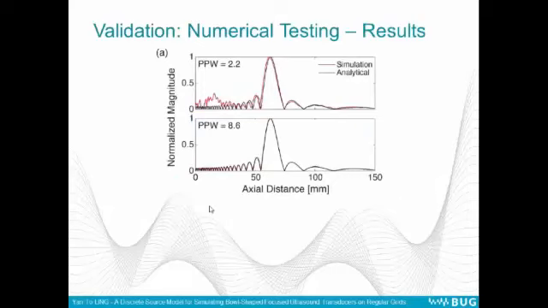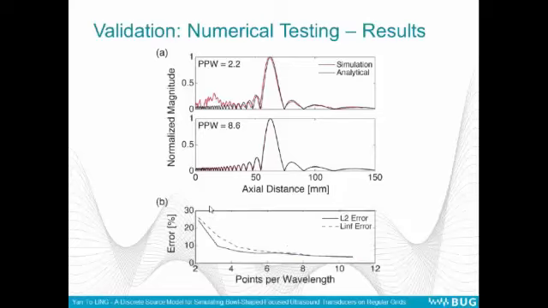We have two axial profiles here. The top one is 2.2 points per wavelength. The bottom one is the one with 8.6 points per wavelength. The red line is simulation results and the black line is analytical results. For both plots, the pressure at the focus and in the far field have a good match with their analytical solution. But in the near field, only the simulation with a higher resolution gets a good match with the analytical solution. So we have an error plot against the points per wavelength.